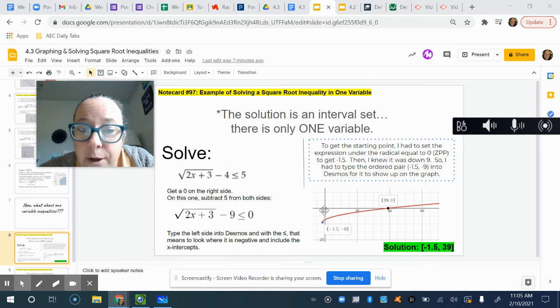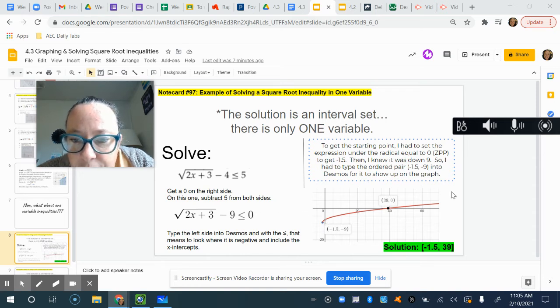I went into the second row and typed it in. Now, I knew it was going down 9 because it's 9. So this is me typing the left side of Desmos. That's what it looks like. Now, remember, when you have a less than or equal to, that means that you're looking where it's negative. Y'all have that on a note card. I think you have it on 2 note cards. And you include the x-intercepts. So that's what I've got.